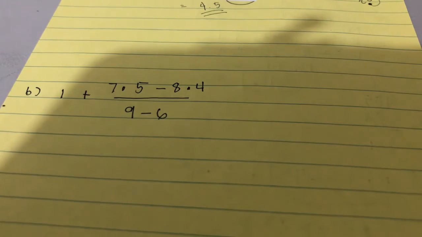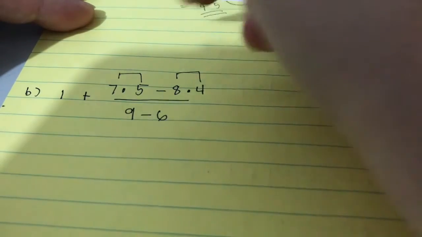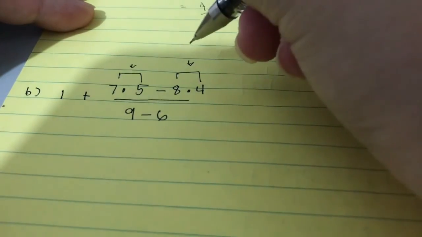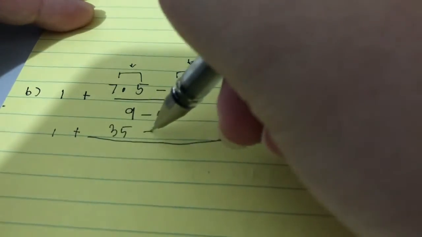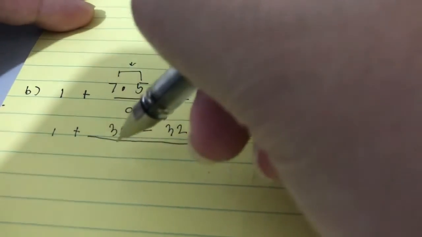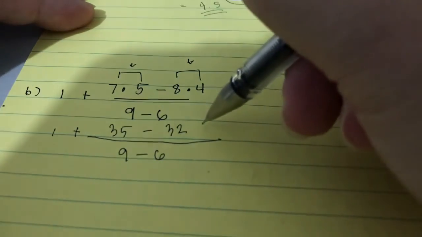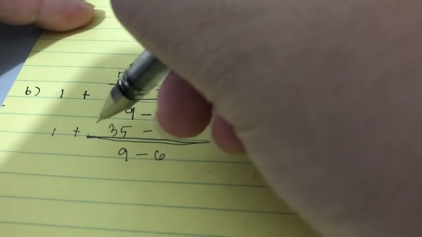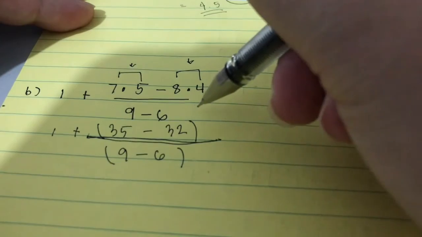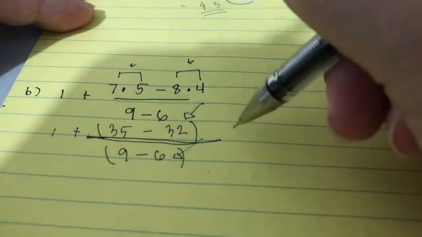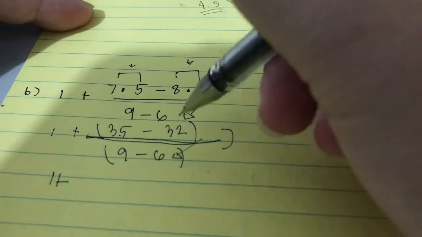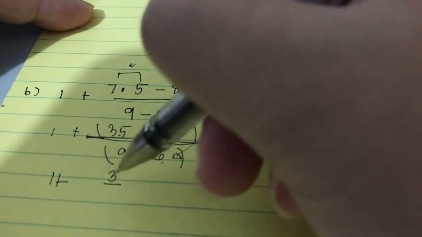Okay, let's try to solve this. We solve it by looking at the multiplications first, because that's the order of the rule of PEMDAS. So that's 1 plus 7 times 5 is 35, and 8 times 4 is 32. Then 9 minus 6. Since this is a group, because of the fraction bar, you evaluate these two first before dividing. So that's 1 plus 32 minus 35 minus 32, that's 3. And 9 minus 6, that's 3.